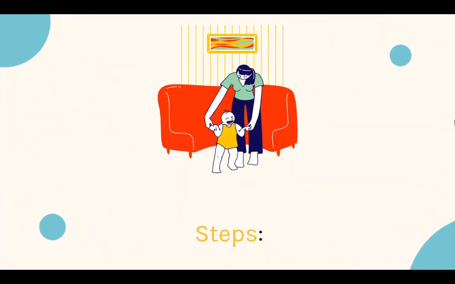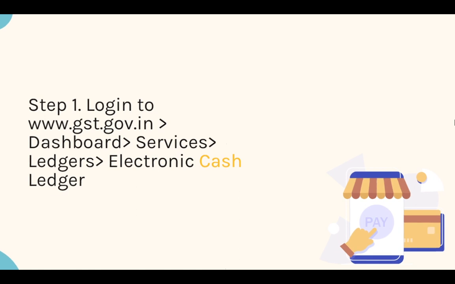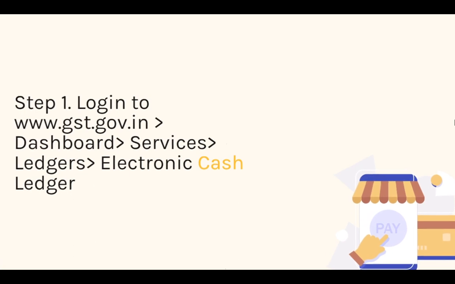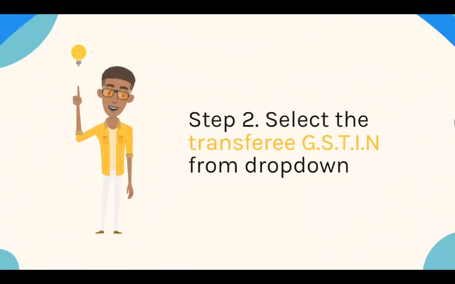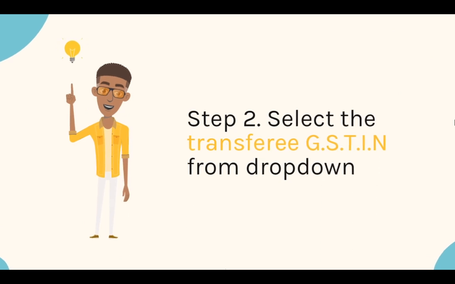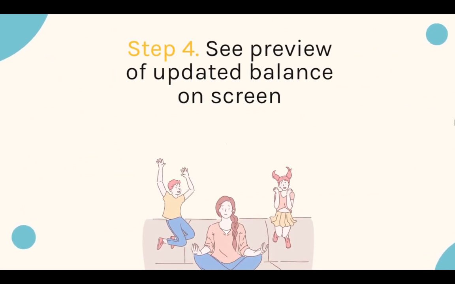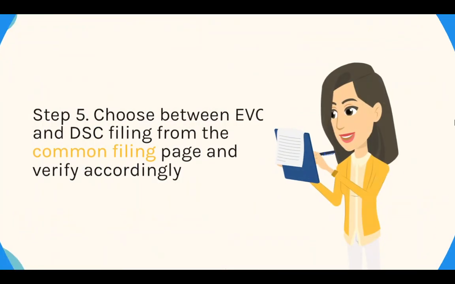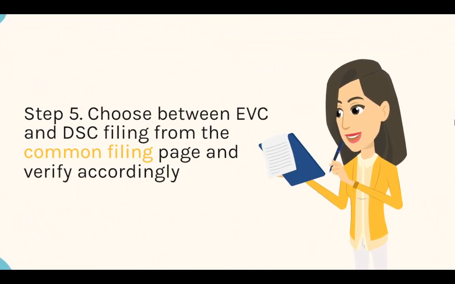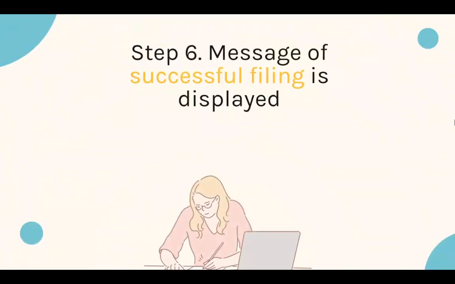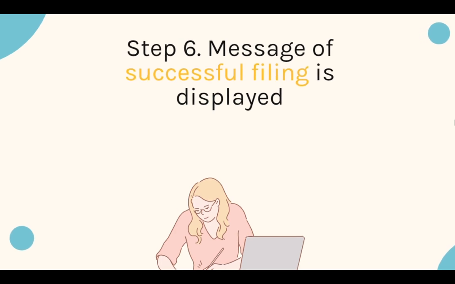Steps. Step 1. Log into www.gst.gov.in, then go to Dashboard, Services, Ledgers, Electronic Cash Ledger. Step 2. Select the transferee GSTIN from the drop-down. Step 3. Select the from and to amount. Step 4. See the preview of the updated balance on screen. Step 5. Choose between EVC and DSC filing from the common filing page and verify accordingly. Step 6. A message of successful filing is displayed.